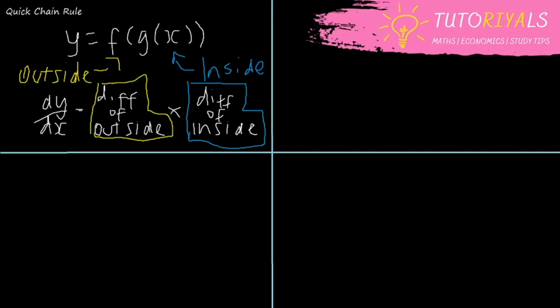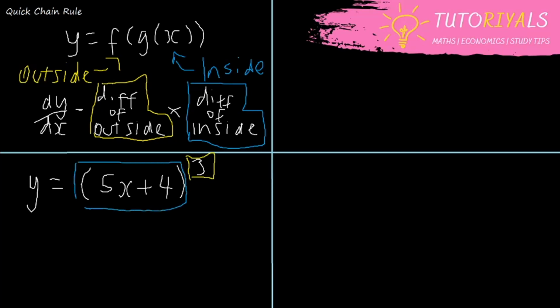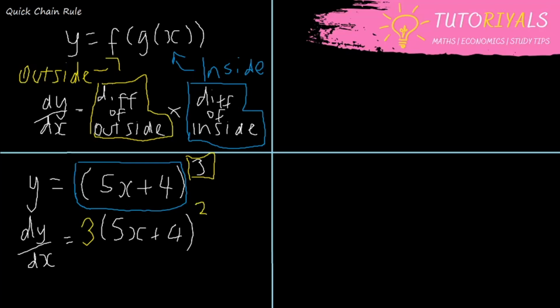So let's take the function y equals 5x plus 4 all cubed. The outside is the power of 3 and the inside is 5x plus 4. If we differentiate the outside, we bring down the 3, we leave the inside function exactly how it is, and we take away 1 from the power. If we differentiate the inside function of 5x plus 4, we just get 5. Simplify this and we get 15 times 5x plus 4 all squared.